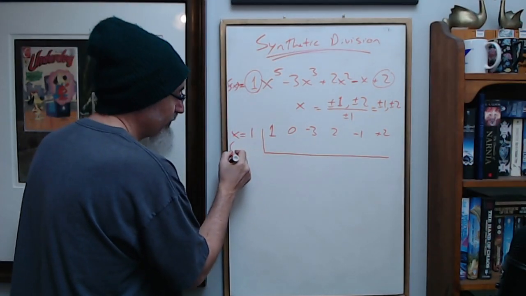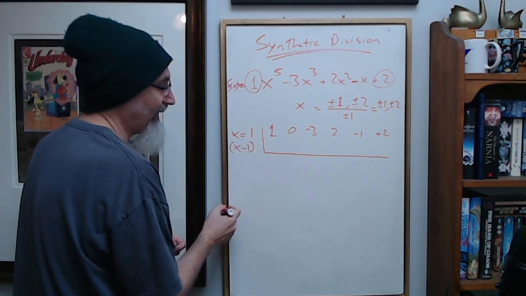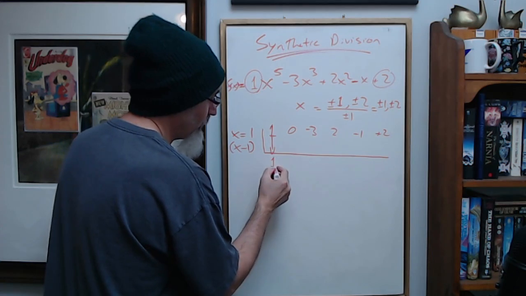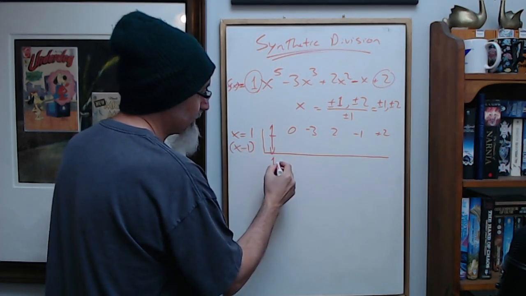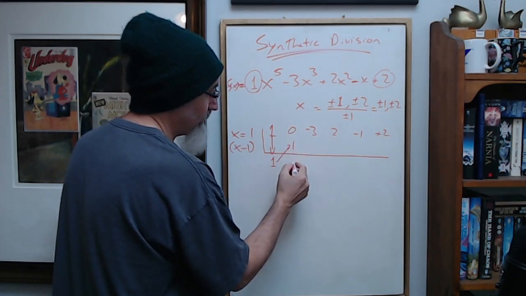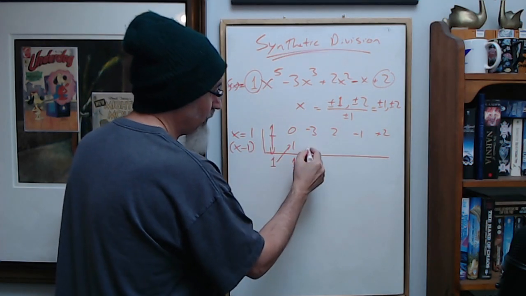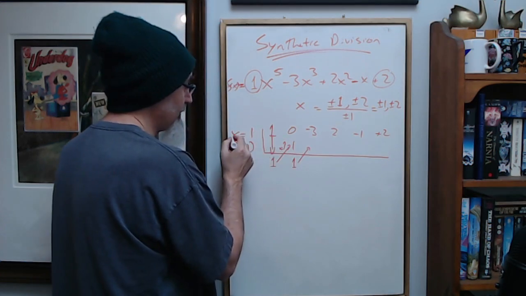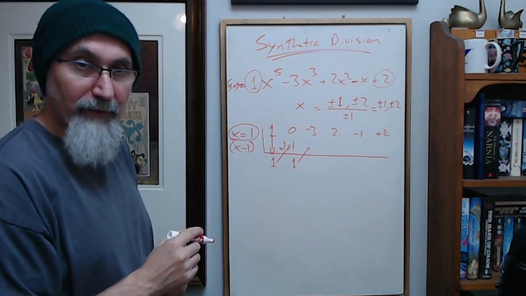If it equals 0, then x minus 1 is a factor. So the way you do it is bring this guy down, 1. Multiply it by this guy. 1 times 1 is 1. Add them up, you get 1. Multiply by 1. So every time you go diagonal up, you're multiplying by this number here. By 1.